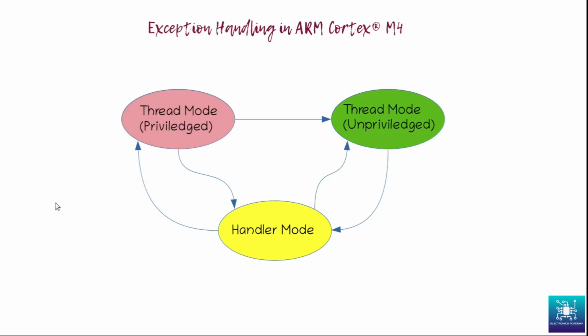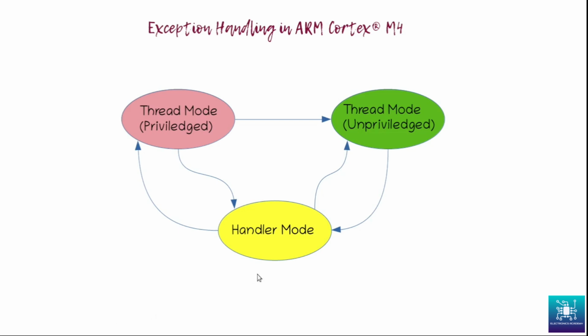Now, these are the different modes that the ARM processor can be in. So there are 3 modes basically. When your program is just executing, say in your main or in some function without an interrupt, it can be in 2 modes. That is, it can be in privileged mode and an unprivileged mode, and this is called thread mode. Thread mode is basically the normal mode that the program runs in.